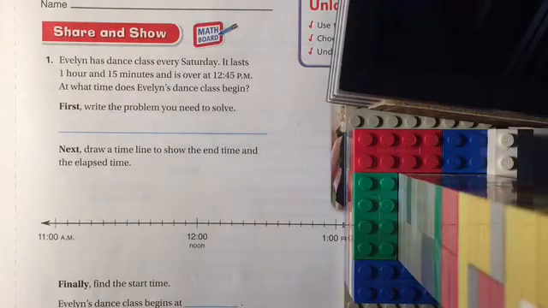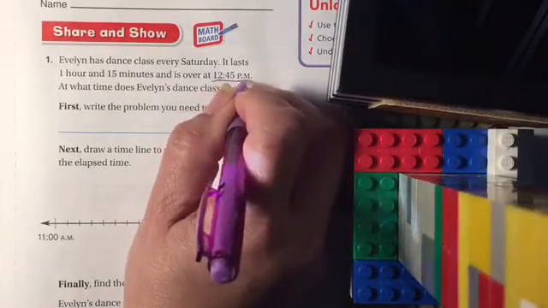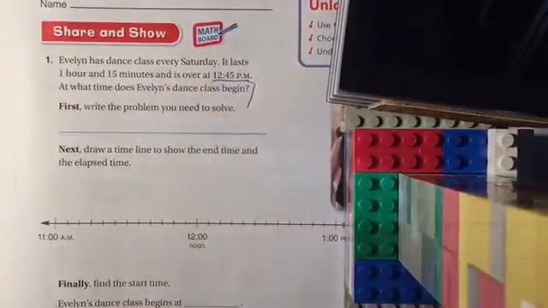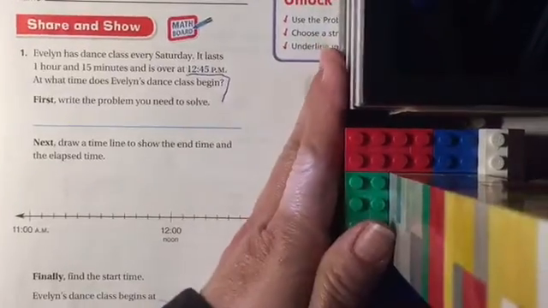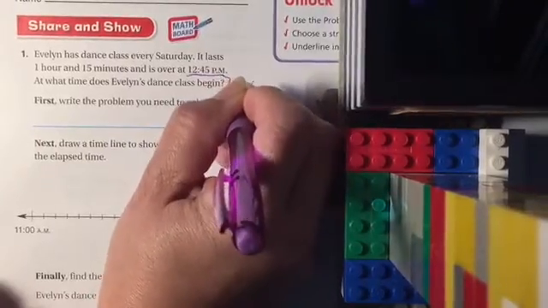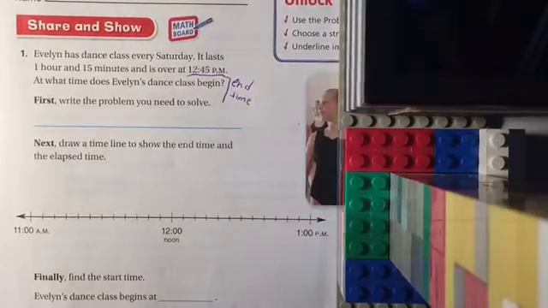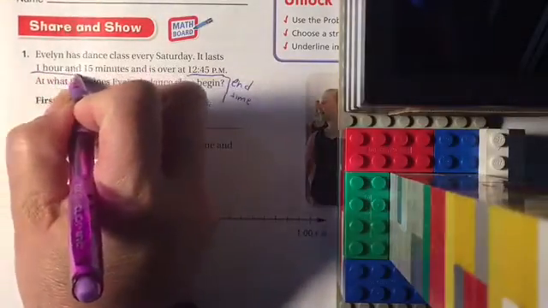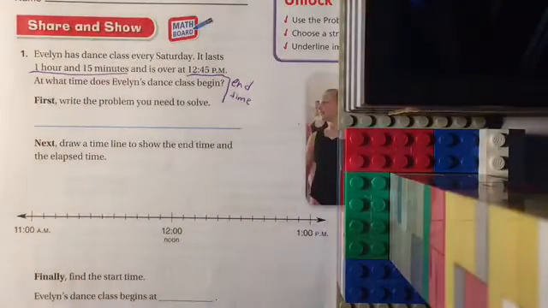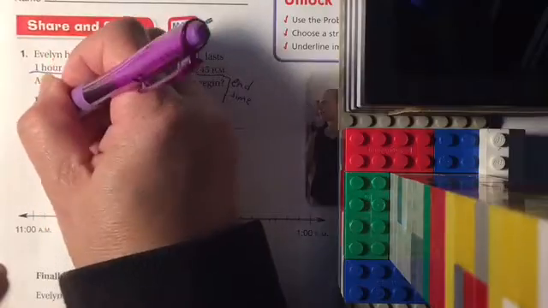So I'm like, ooh, what information do I have? Well, this time I only have, I don't have a lot of space to write, you guys. I'm so sorry. I only have an end time, which is at 12:45 p.m. But I also have the elapsed time, 1 hour and 15 minutes. So first, write the problem you need to solve. The problem I need to solve is what time does Evelyn's dance class begin?